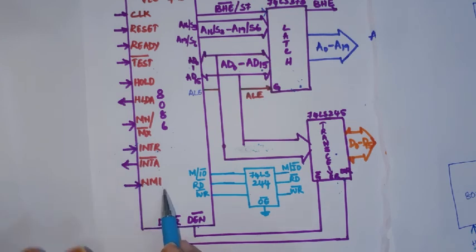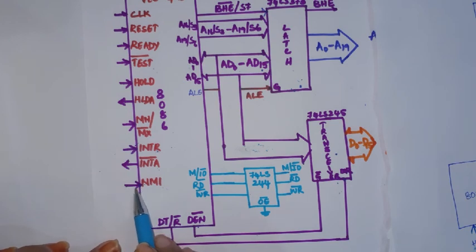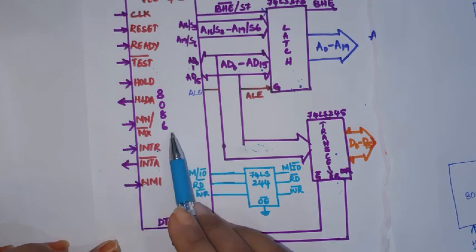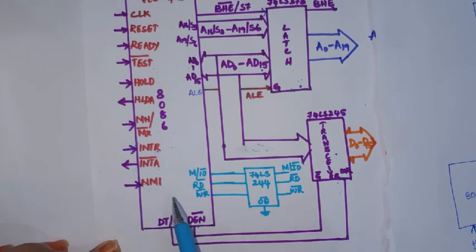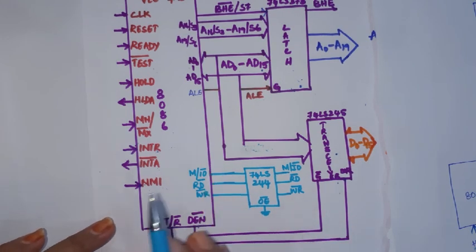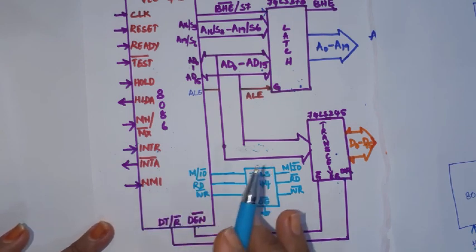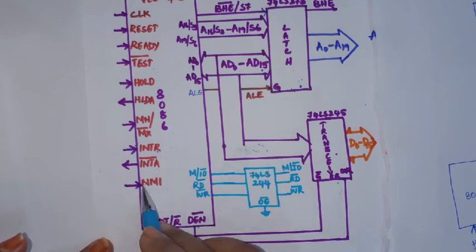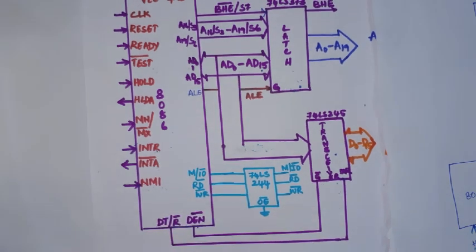And this is the non-maskable interrupt. That means it cannot be masked, it cannot be disabled. Always, if there is an interrupt on this particular pin, the processor has to attend to this service routine. That means it should stop the present execution, and from the next cycle onwards it has to execute the program related to this particular interrupt. Okay, so emergency service routines which are to be executed compulsorily, such interrupts are connected to this NMI pin. Okay, this is about interrupt pins.